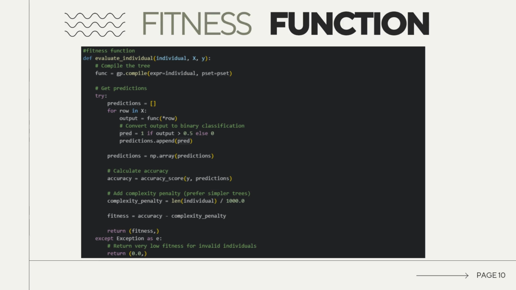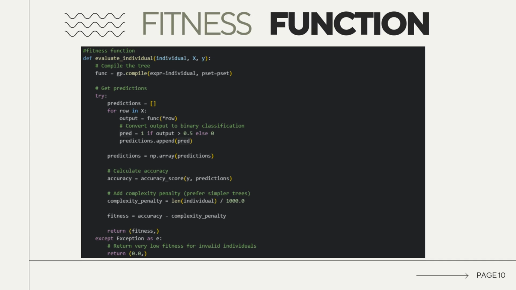It tells evolution what's good and what's bad. So my fitness function here does two things. First, it calculates the accuracy, like how many predictions the individual got correct. Second, it adds a small penalty based on tree size. This encourages simpler solutions and prevents bloating, which means it prevents the tree from growing extremely large.